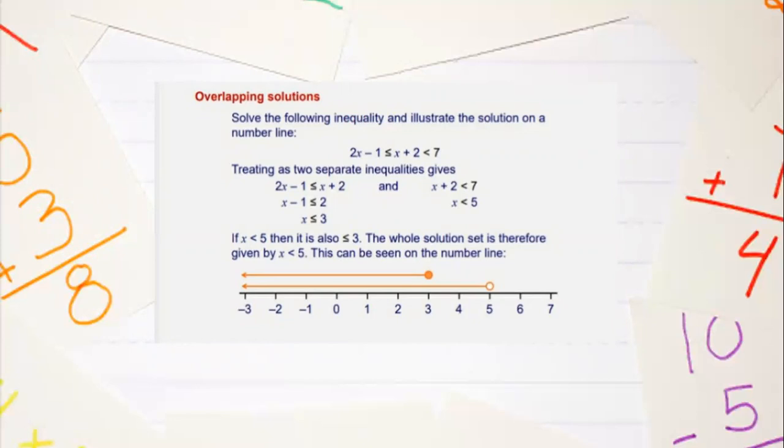If x is smaller than 5, then it is also smaller than or equal to 3. So the whole solution set is therefore given by x is smaller than 5. This can be seen on the number line.